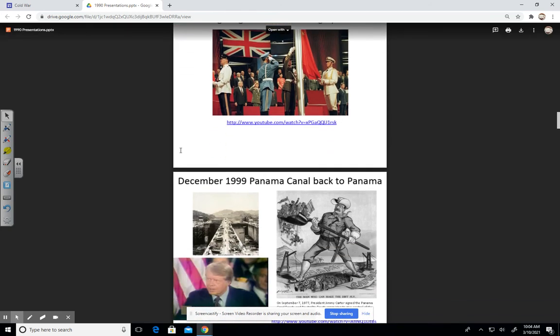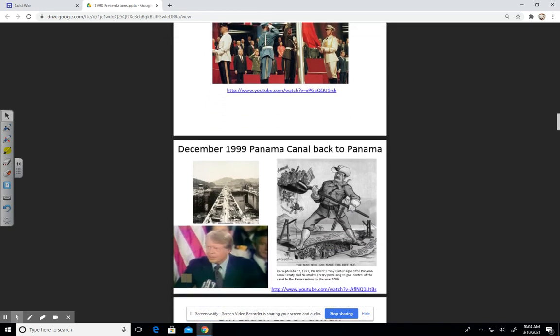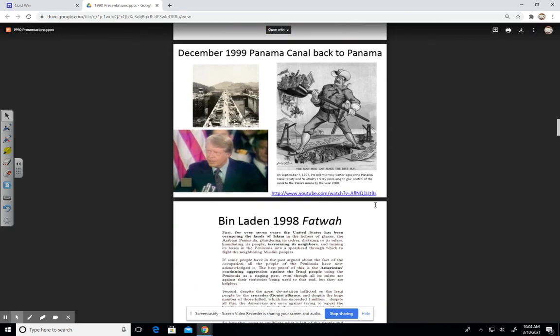So the significance of these two issues is the fight for imperialism, late 1800s. Here we see Panama and China being exploited by imperial powers. And by the 90s, they're gaining their areas back. So here, Panama Canal goes back to the Panamanians, and this was addressed in the imperialism section of U.S. history.